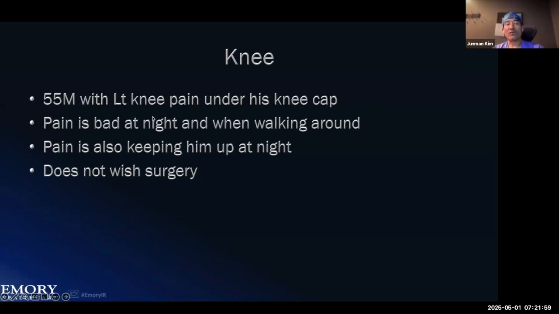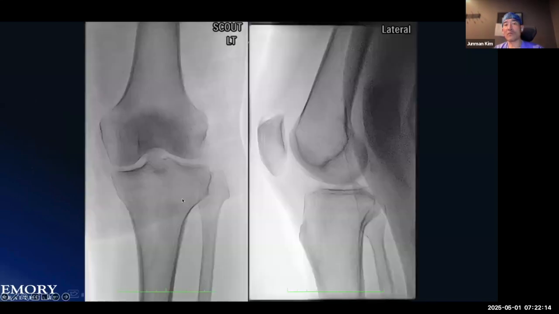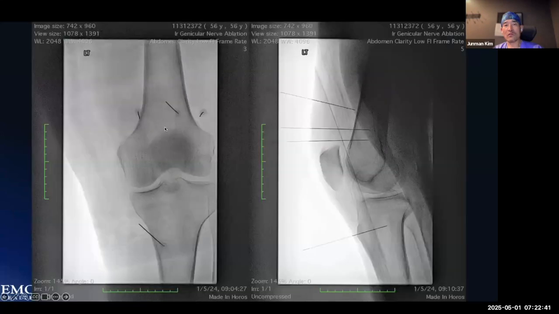So knee. This was a 55-year-old male with left knee pain under his kneecap. It's a little atypical because this patient did not really have OA of the knee, as you can see, but on MRI, the patient had a patellar subluxation, transient patellar subluxation syndrome. So the patient had pain at night in the upper patellar area. We had no evidence, but he responded to a diagnostic nerve block, so we went ahead to do the ablation. So this was a nerve block.